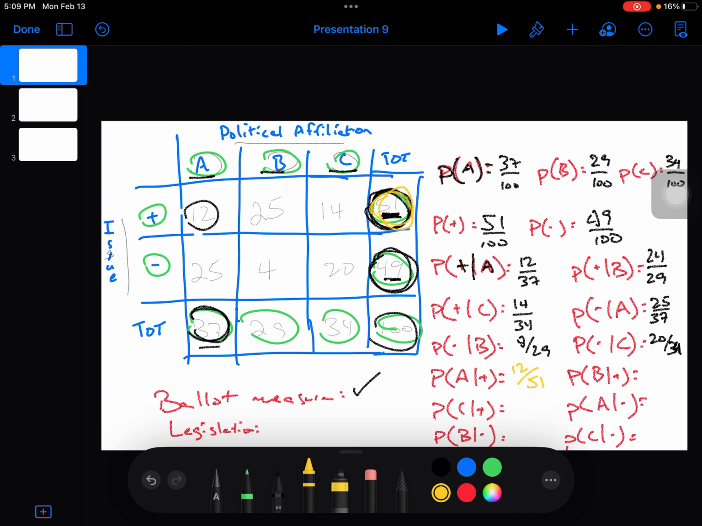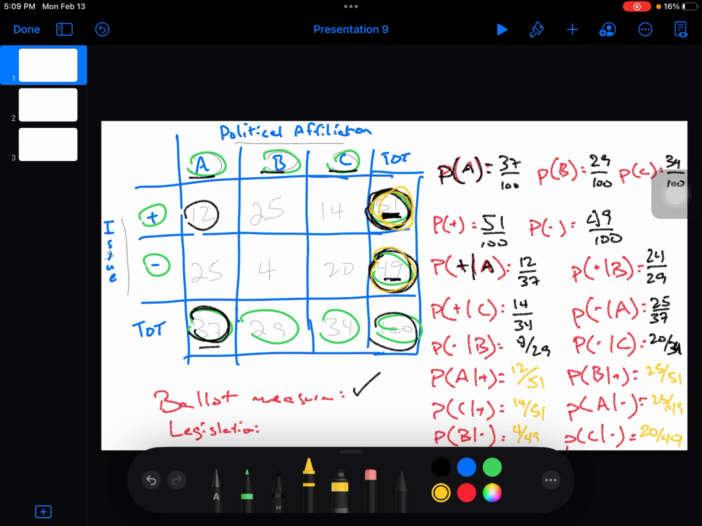And then with B, same pattern, same process, 25 out of 51. And then for C, 14 out of 51. And finally, probability of being from party A given that the issue is opposed, now our total opposing is 49, so we're 25 out of 49. And then 4 out of 49 and 20 out of 49.